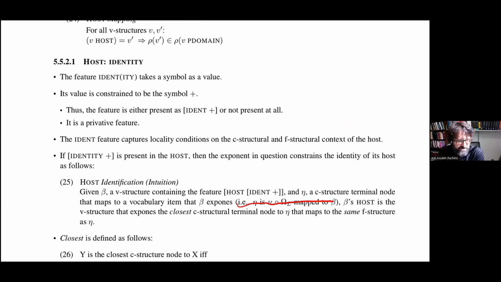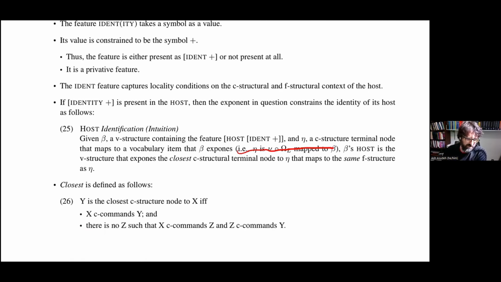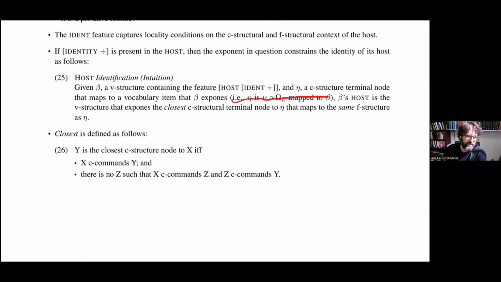Beta's host is the V structure that expones the closest C structure terminal node to eta that maps to the same F structure as eta. So closest is defined as follows in general. Y is the closest C structure node to X if and only if X C commands Y, and there's no Z such that X C commands Z and Z C commands Y. So there's no intervening C commander of Y that X C commands. Okay.